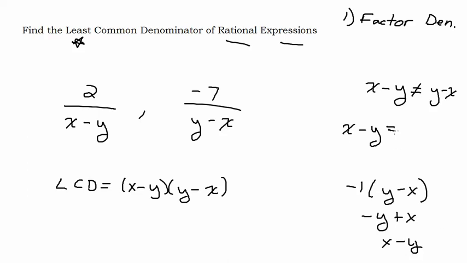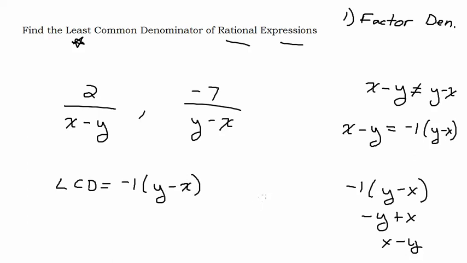So x minus y is not the same as y minus x, but x minus y is negative 1 times y minus x. So what you can do here for your least common denominator is make your least common denominator negative 1 times one of these 2 things. It really doesn't matter which one. Let's go ahead and say my least common denominator is negative 1 times y minus x. Okay? Now, what is negative 1 times y minus x? Well, negative 1 times y minus x, like I showed over here, is x minus y. So your least common denominator can be x minus y.